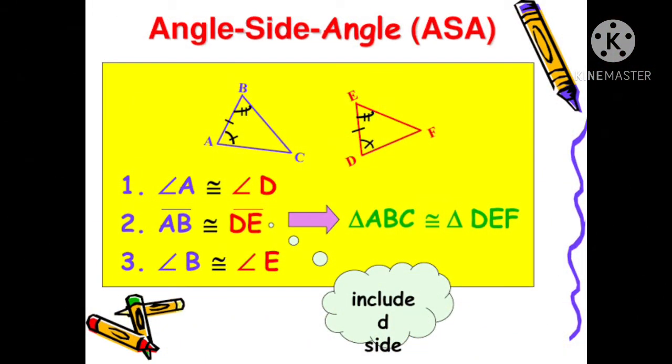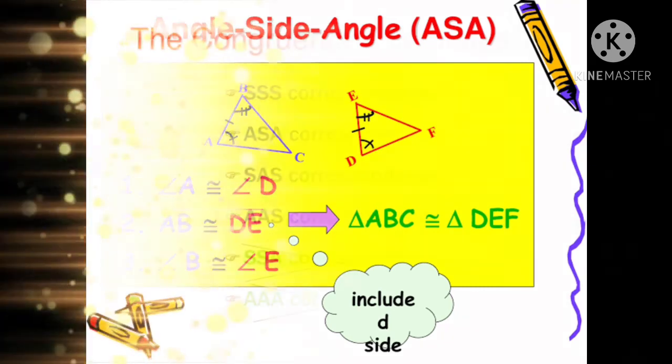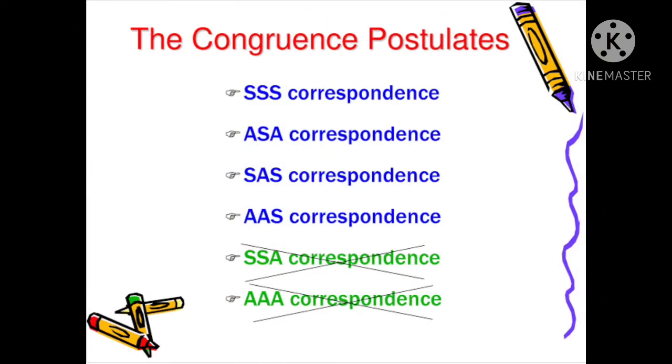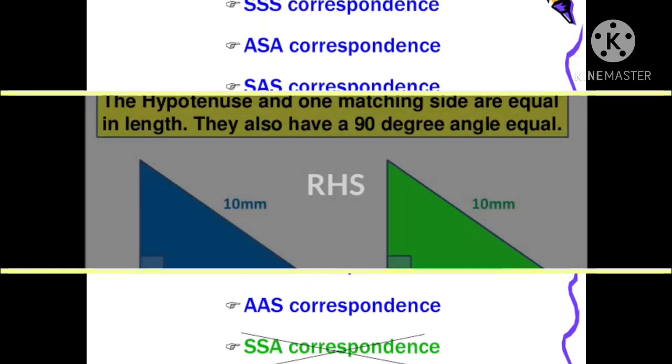You can see in the given figure here triangle ABC and triangle DEF. Angle A is congruent to angle D, angle B is congruent to angle E and the included side AB equal to DE. So we can say that these two triangles are congruent by using the angle side angle rule. And one more important thing is we don't have any side side angle correspondence and angle angle angle correspondence rule.